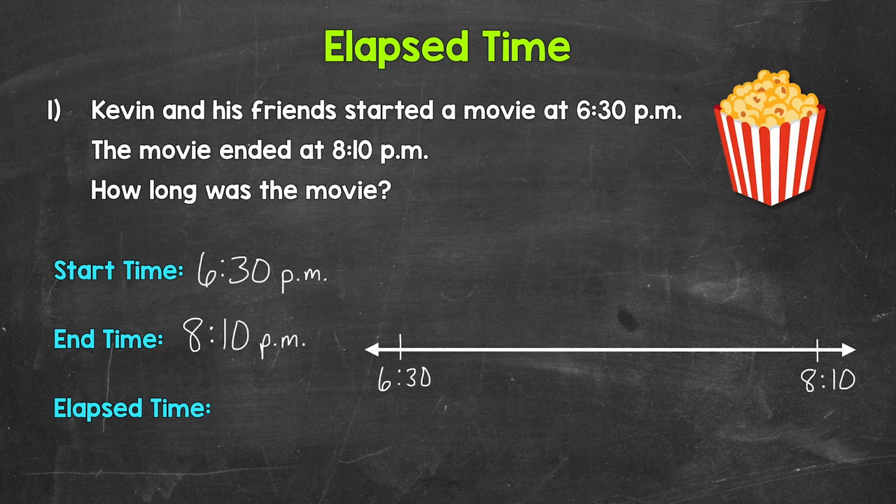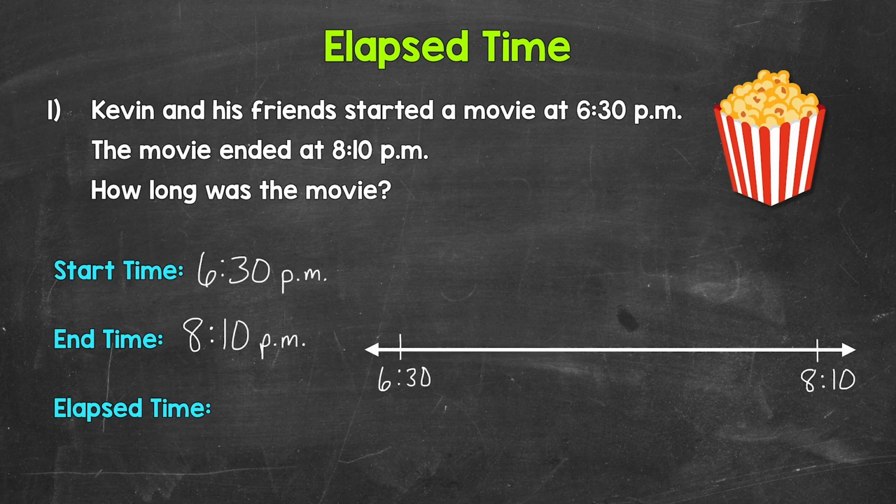Now, can we count by 1 minute to go from 6:30 to 8:10? Sure, we could, but that's going to take a long time. Could we count by 5 minutes or even 10 minutes? Sure, we could do that as well. And both of those options are better than counting by 1 minute, but we have a better option to start off with. 6:30 to 8:10 is more than 1 hour. So let's start by moving ahead 1 hour from 6:30.